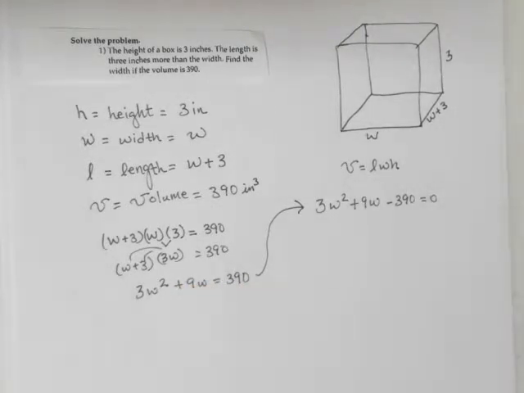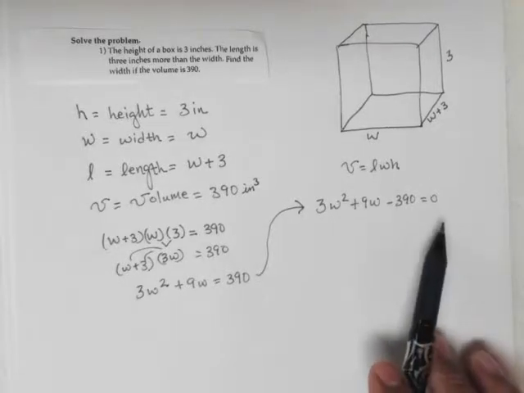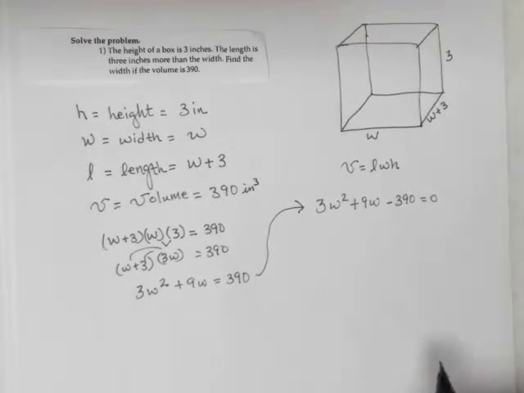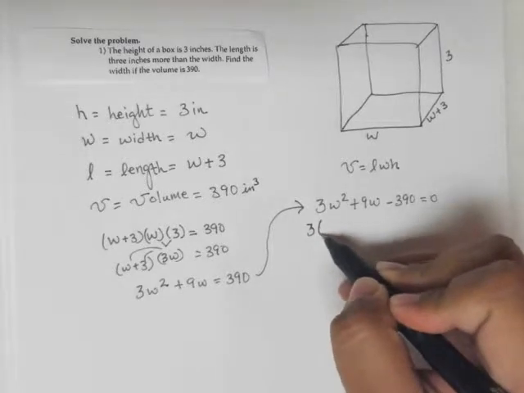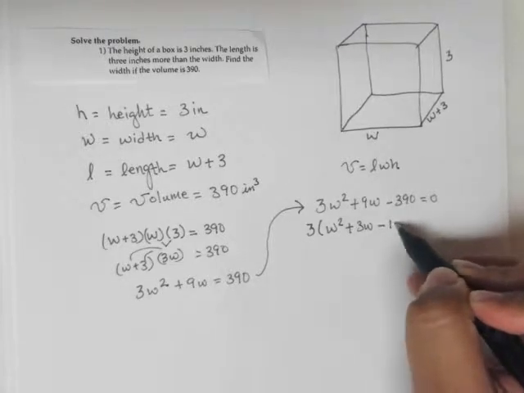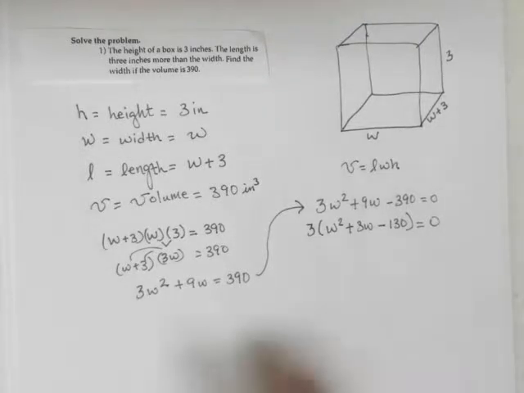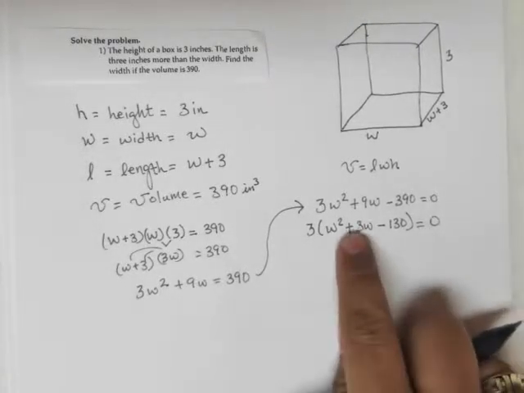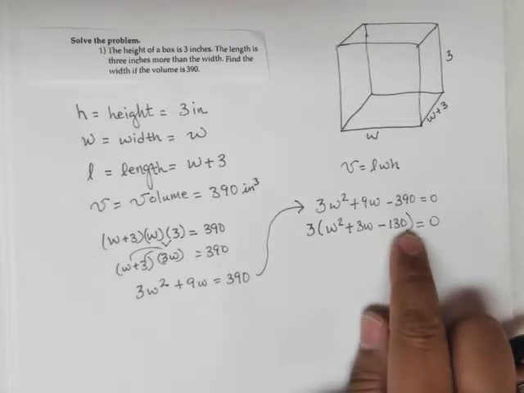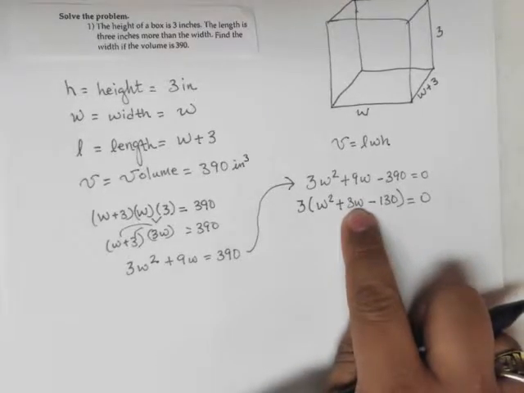This looks like something that I could factor, but before I even think about factoring, let's go ahead and factor out the greatest common factor, the GCF. The GCF in this case is 3. So here is my 3 that I'm going to factor out, and I've got w squared plus 3w minus 130, set equal to 0. Now I need to factor this very simple quadratic. I need the factors of 130 with a difference of 3. That shouldn't be too bad.